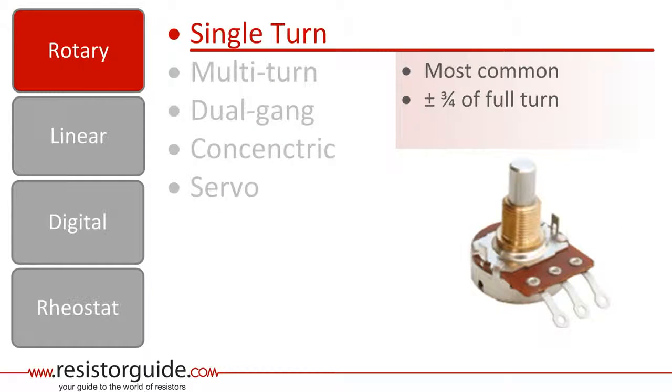Potentiometers are constructed in many different ways. I will shortly go through the main variations. The most common type are the rotary ones. The single turn pot is the most common rotary pot and can usually rotate 3/4 of a full turn.